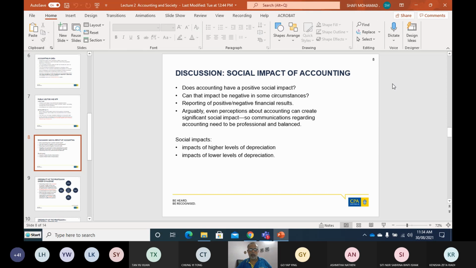Just be mindful, this is why we're having this discussion on the social impact of accounting. Social impact, meaning accounting can impact society. It can be positively impacted, favorably impacted, or negatively impacted. It can be both ways. It could be positive or negative.